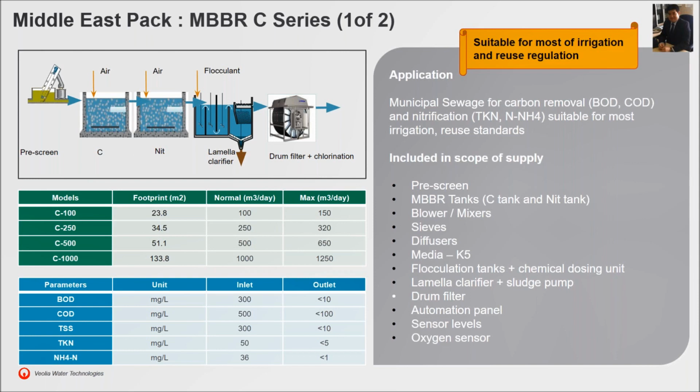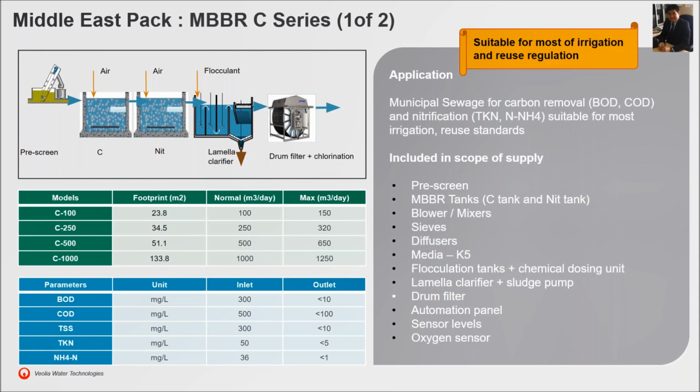In terms of parameters, we took typical municipal sewage as inlet, as you can see from BOD, COD, TSS, TKN, and ammonia. And for the outlet, we are reaching BOD less than 10, TSS less than 10, COD less than 100, TKN, so total nitrogen, less than 5, and ammonia nitrogen less than 1. So this unit is suitable for most irrigation and reuse regulations.